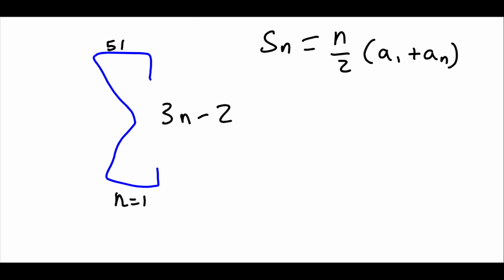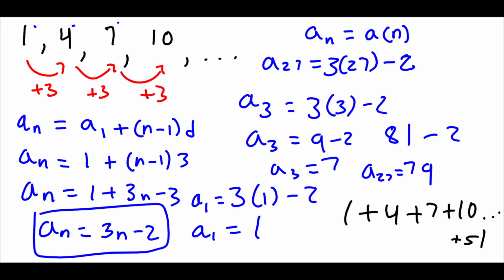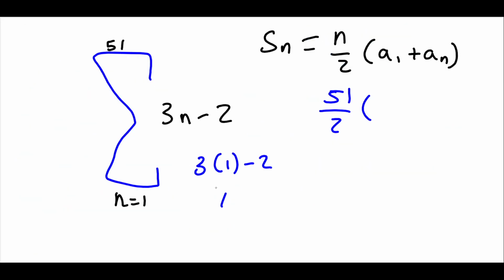Now let's just plug and play here. Okay, n over 2, total amount of terms, so 51 over 2 multiplied by our first term, a sub 1, which we can just plug in 1 here: 3 times 1 minus 2, which is 1. We could have just gone back here, but we usually have this given to us. So 1 plus then a sub n. When I said a sub n, our total amount of terms, what I meant is we plug in 51 for n.